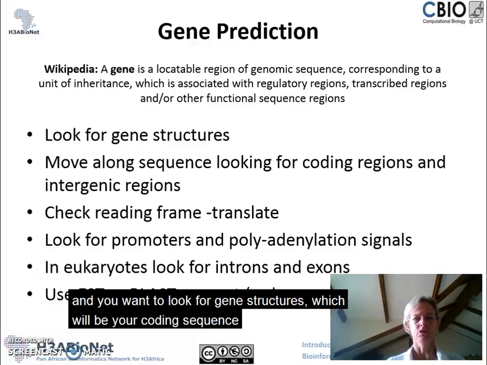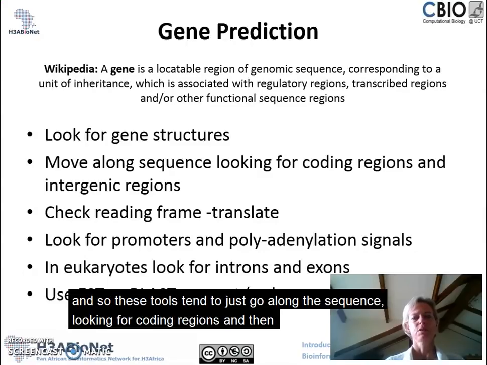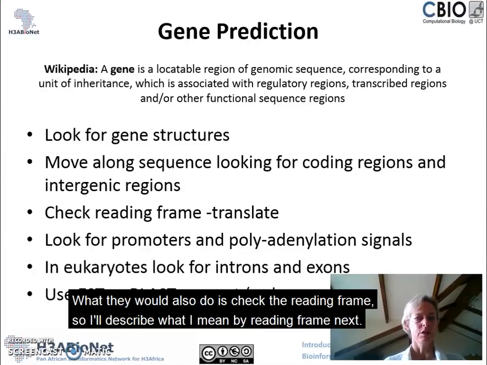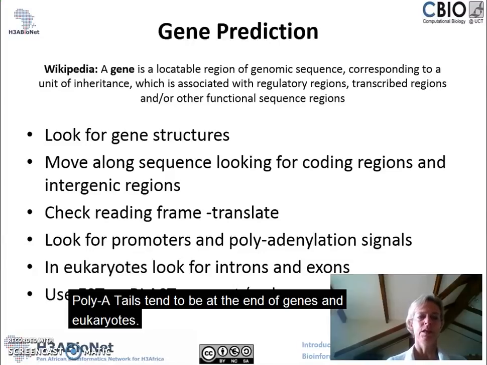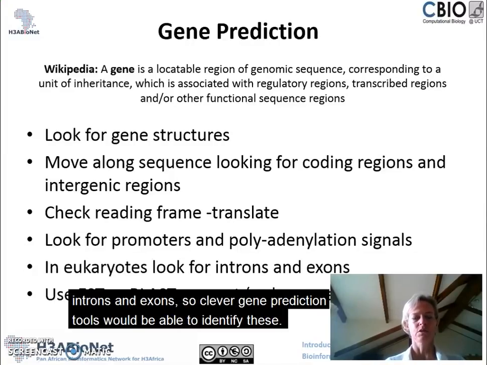You want to look for gene structures, which would be your coding sequence and your regulatory features. These tools tend to just go along the sequence looking for coding regions and then intergenic regions and then features on either side of the coding region. What they would also do is check the reading frame, which I'll describe next. It looks for other features like promoters and polyadenylation signals. Poly-A tails tend to be at the end of genes in eukaryotes. And in eukaryotes, of course, there's a lot more complexity because you have introns and exons, and clever gene prediction tools will be able to identify these.